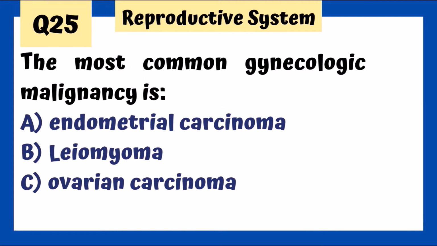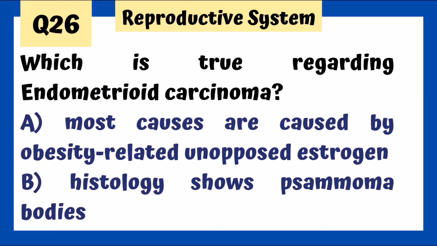Question 25. The most common gynecologic malignancy is endometrial carcinoma. Leiomyoma is not a malignancy, that's just a tumor. And there are different pathways for the endometrial carcinoma, the hyperplasia pathway and the sporadic pathway. Hyperplasia pathway leads to endometrioid form, and the sporadic form leads to the serous form with papillae and tufts. Just an example of endometrial cancer, which is true regarding the endometrioid carcinoma. Most cases are caused by obesity-related unopposed estrogen. Again, this is the hyperplasia pathway associated with obesity. And histology is going to show abnormally arranged endometrial glands.